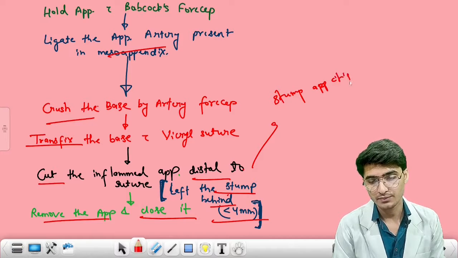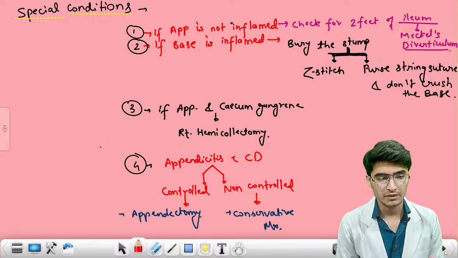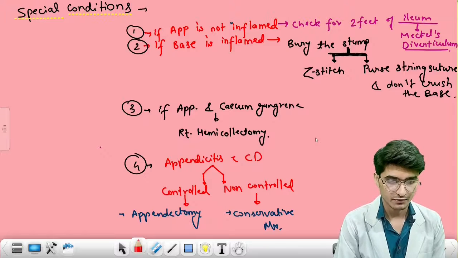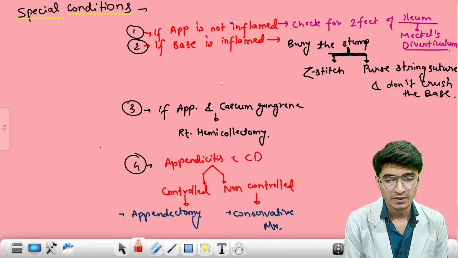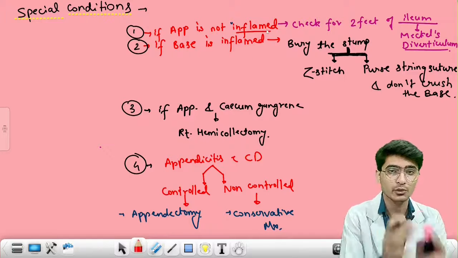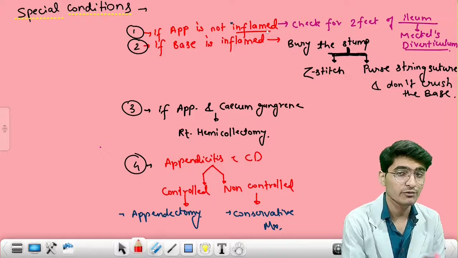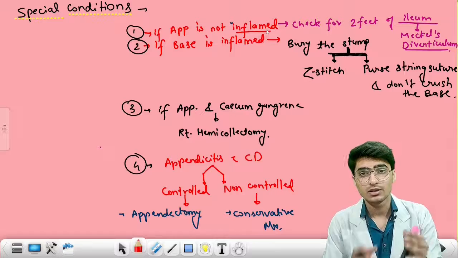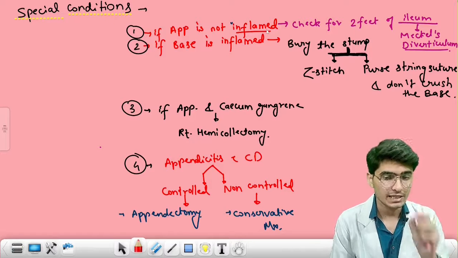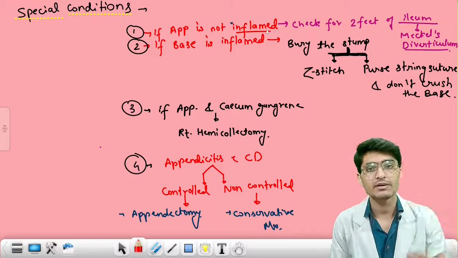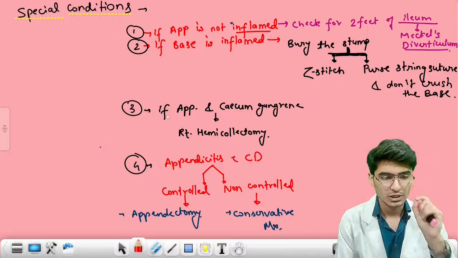Okay, so now see the special conditions with respect to the appendectomy. If it is not inflamed, if we are just exploring the abdomen and we find the appendix is completely normal, then we have to explore the distal 2 feet of the ileum so as to look for Meckel's diverticulum there. Okay, so check for that.